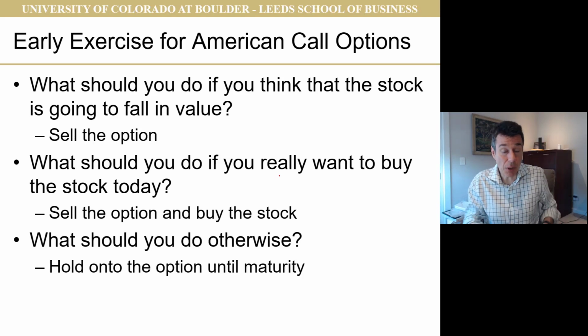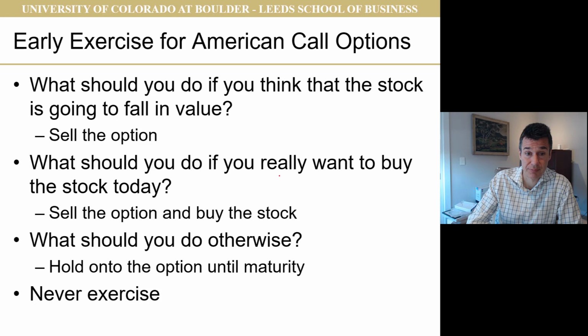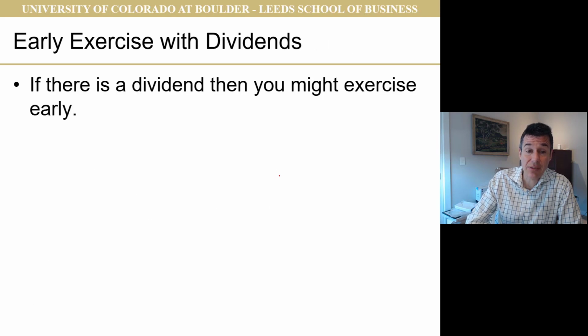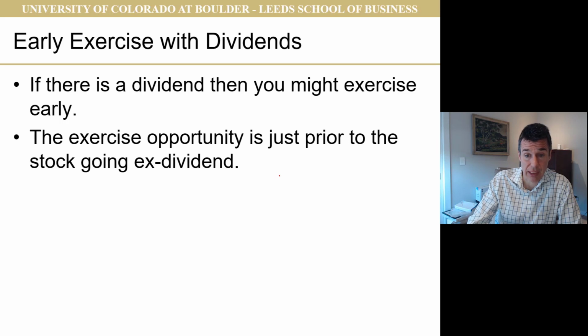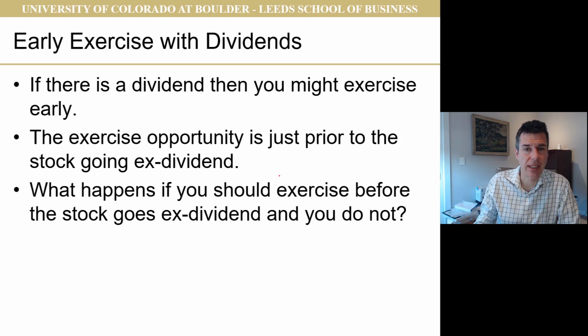Now, if you don't think the stock's going to fall in value, and you're just wondering, should I exercise now or not? The answer is no. You should hold the option until maturity and exercise then. But if you're meant to hold the option until maturity and exercise then, that means it's got the same value as the European option. Now, if there's a dividend, you might exercise early. And the exercise opportunity is just prior to the stock going ex-dividend. So the day before the ex-dividend date is your early exercise point for an American option on a stock which pays dividends.